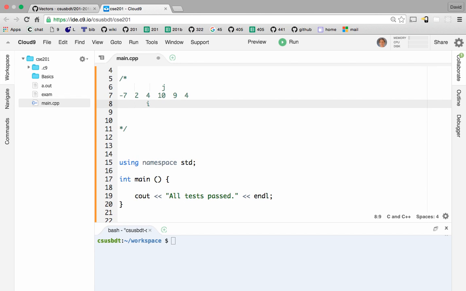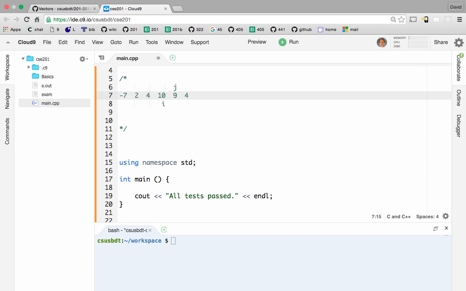Is the value at J less than the value at I? No. Is the value at J less than the value at I? No. Is the value at J less than the value of I? No. Oh, J is not valid anymore. We're done. Third position is taken care of. Advance I. Set J to 1 past I. Start the process again.